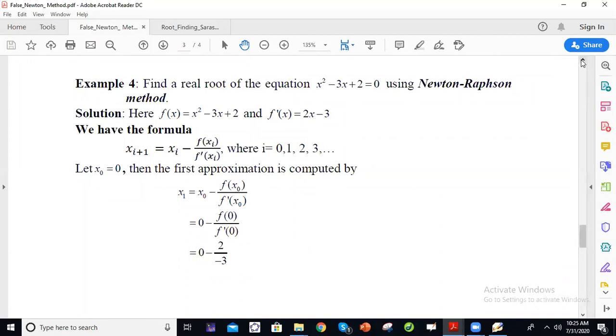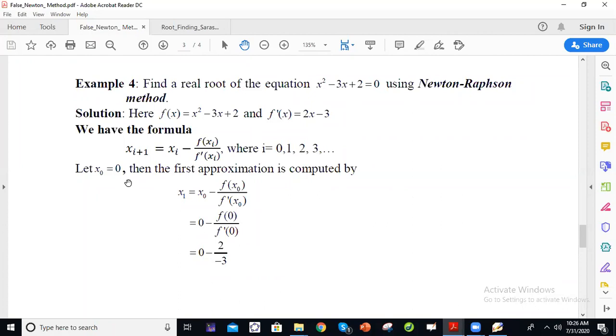Okay, how to move from the approximate initial guess to the real roots, or correct roots, or desired roots. We have already seen that from the figure. Let's say x naught equals 0, then the first approximation is computed by this formula. x1 equals, we have this formula, just put i equals 0, 1, 2, 3 up.